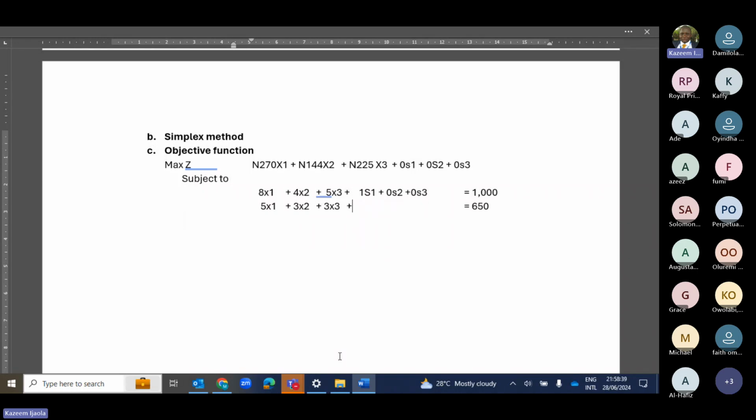That means the first slack variable will be 0s1. Then I will now make the second variable 1s2. That is the one I need. Then the third one will be 0x3.